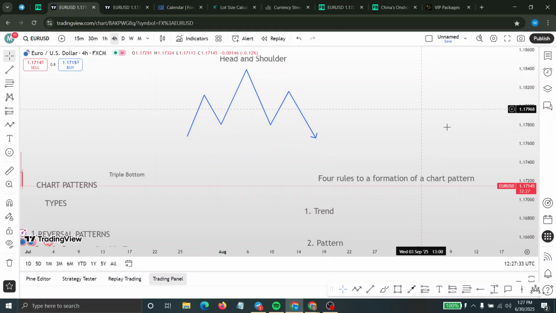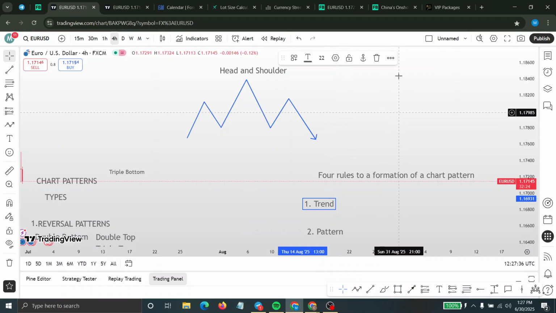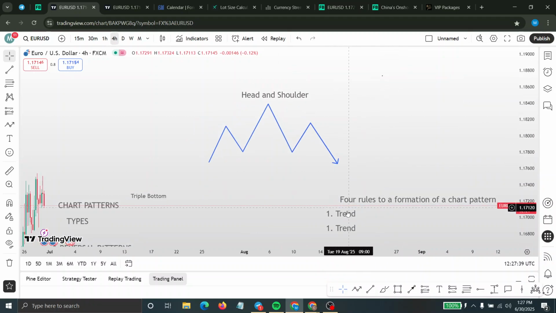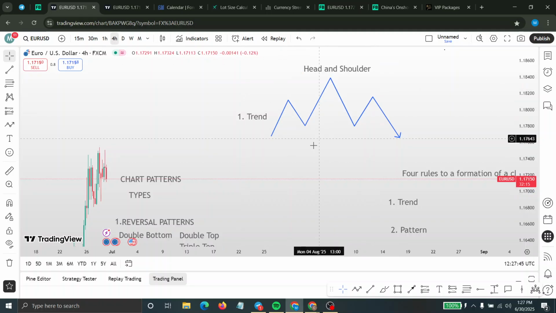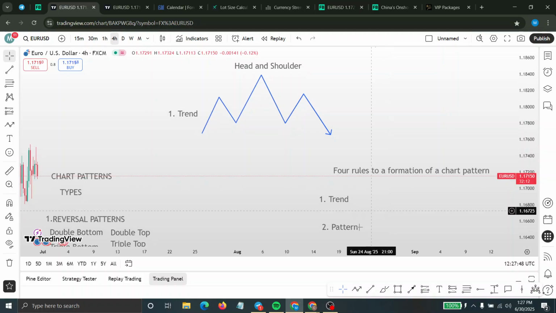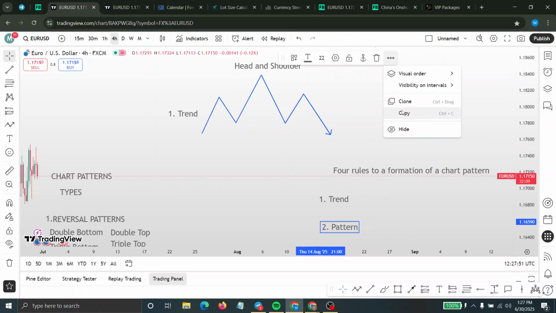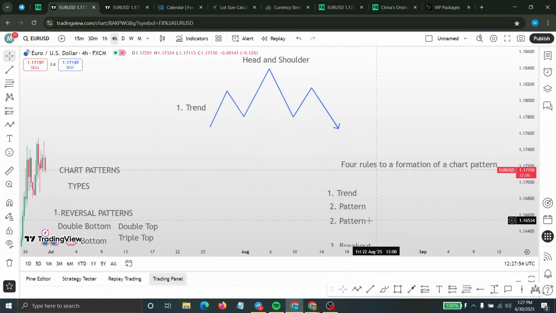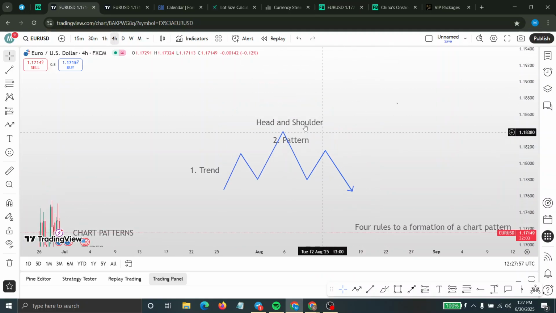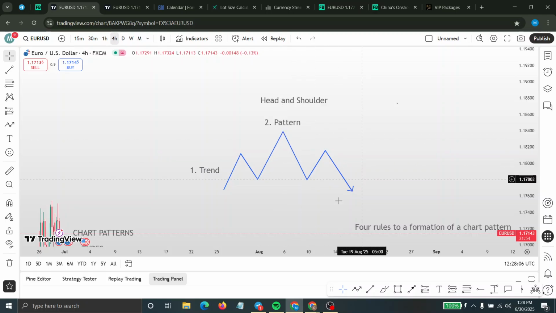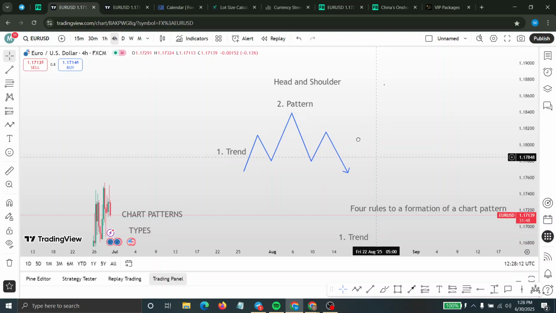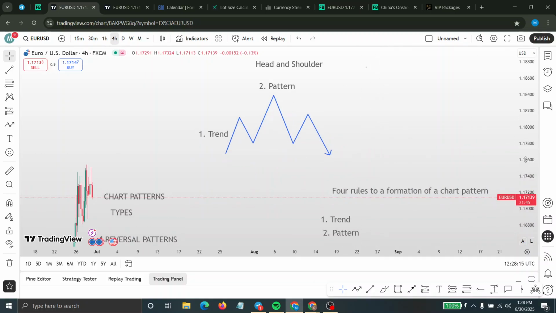Now, the first one being the trend. Let's highlight the trend. Did we notice a trend? Yes. What trend were we on? We are obviously on an uptrend market. The second, which is the pattern. Did we notice a pattern? Yes, obviously we did. And what pattern did we notice? We noticed a head and shoulders pattern. How? A left shoulder here, we saw a head, and we saw a right shoulder. Now we've identified a pattern. It's tallying to our rules of formation of a chart pattern.